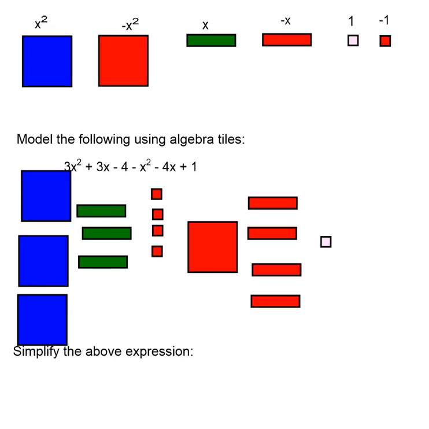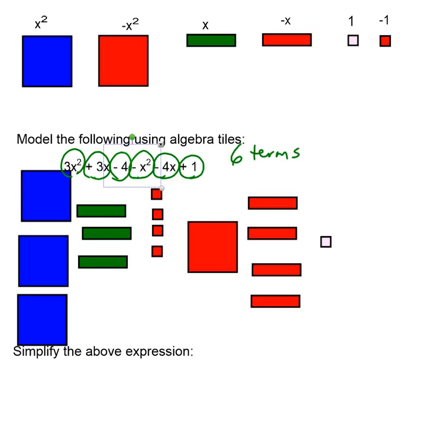We've now used tiles to represent each of those terms. Each of these individual things, 3x squared and 3x and negative 4 and negative x squared and negative 4x and positive 1, notice how I included the sign. Those are all terms. There are 6 individual terms in that expression. So that's an expression with 6 terms.